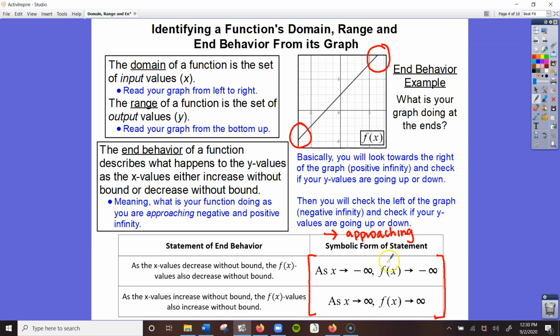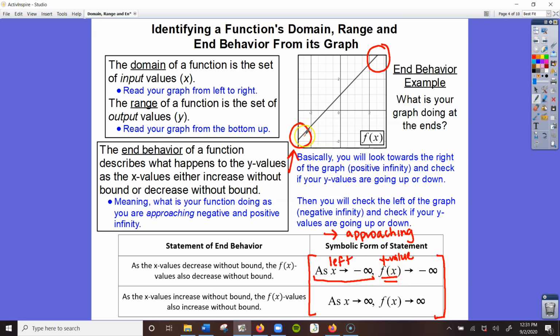So that's what that symbol translates to, as x is approaching negative infinity. Now this part of my end behavior statement tells me what side of the graph I am looking at. If x is approaching negative infinity, the x's are negative on the left side of the graph. So this means I am looking at the left side. F of x, as we know, represents the y value of the graph. So you're going to tell me what the y values are doing.